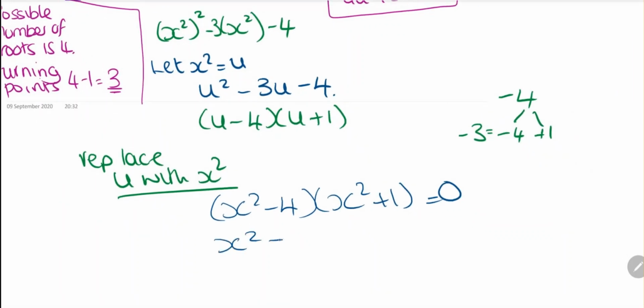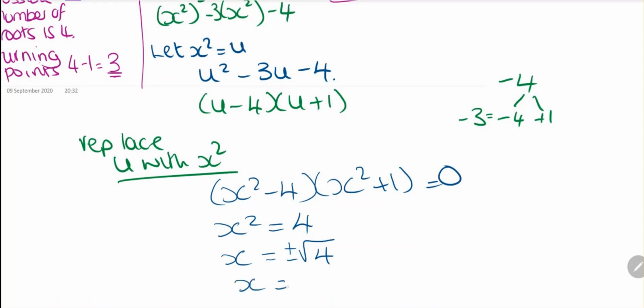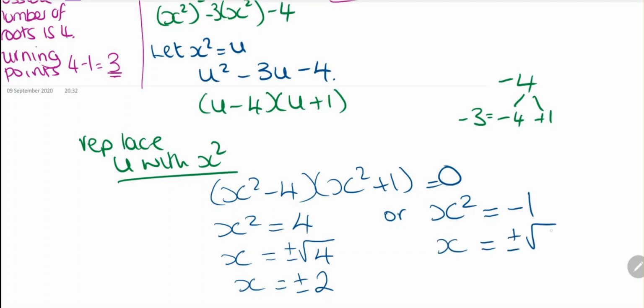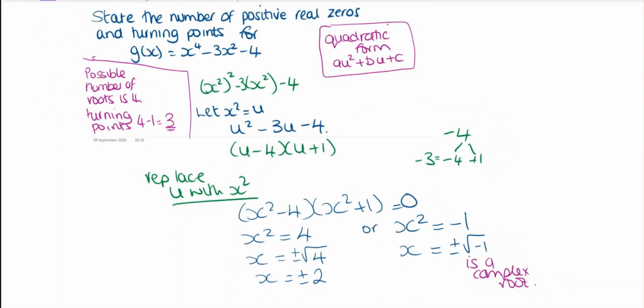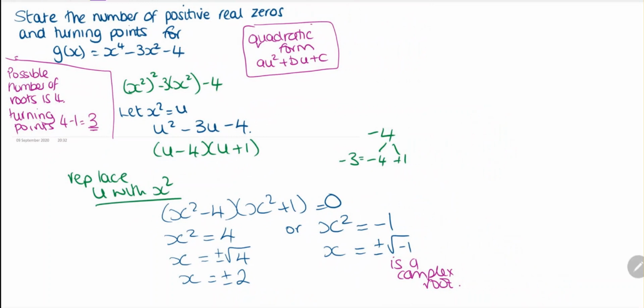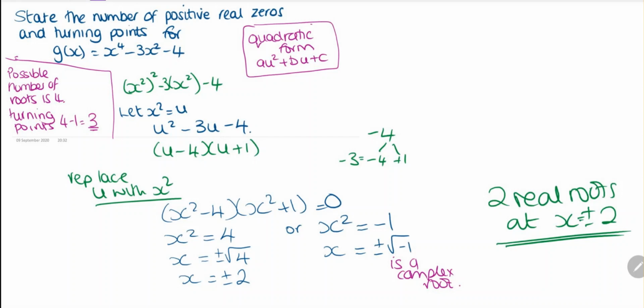So we can solve. So x squared is equal to 4. So x is going to be plus or minus the square root of 4. So that is going to give us plus or minus 2. Or we will have x squared is equal to minus 1. So x is equal to plus or minus the root of minus 1. Now the root of minus 1 is a complex root. So we're asked to find the real roots. So we've got 2 real roots at where x is equal to plus or minus 2. And then we're going to have 2 complex roots.